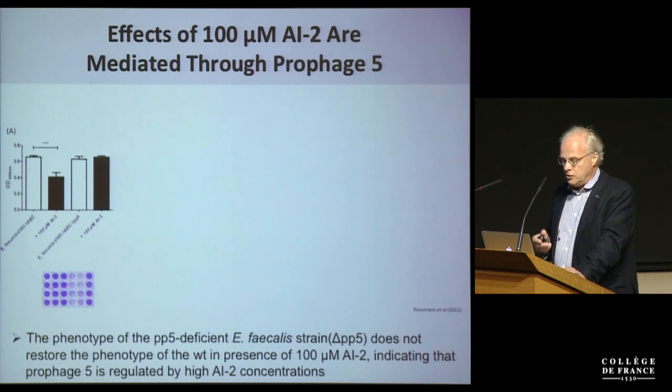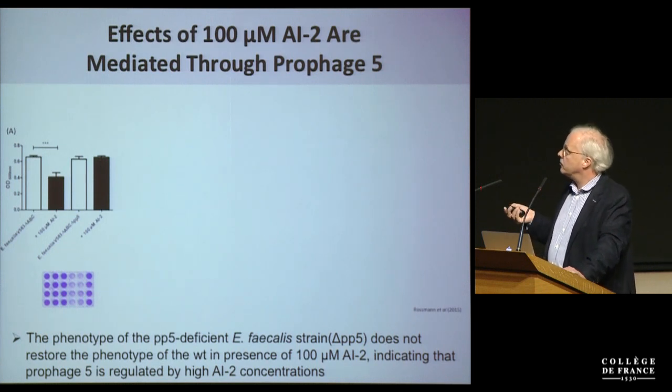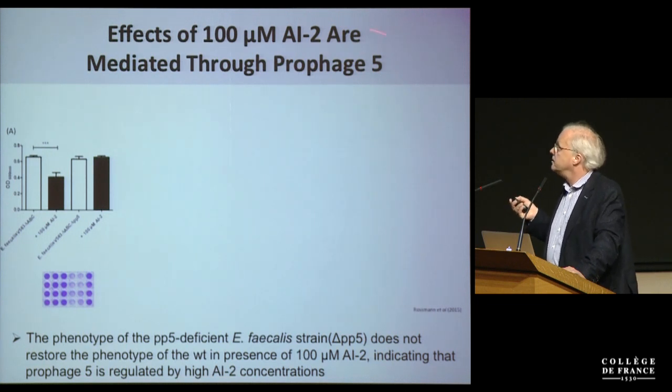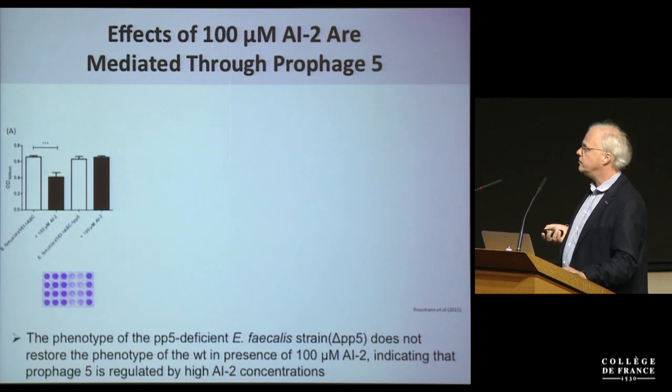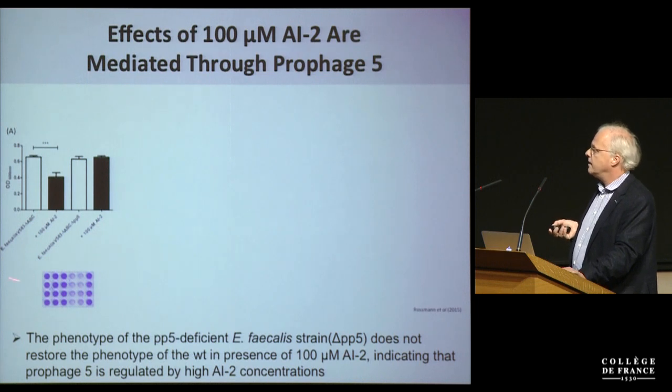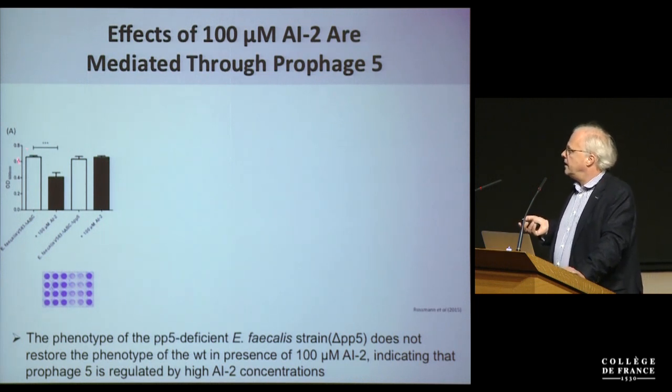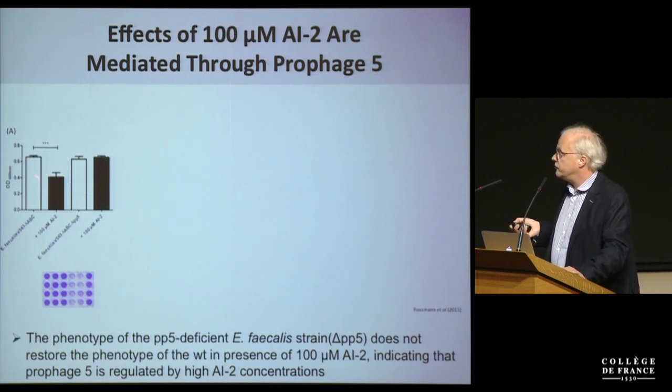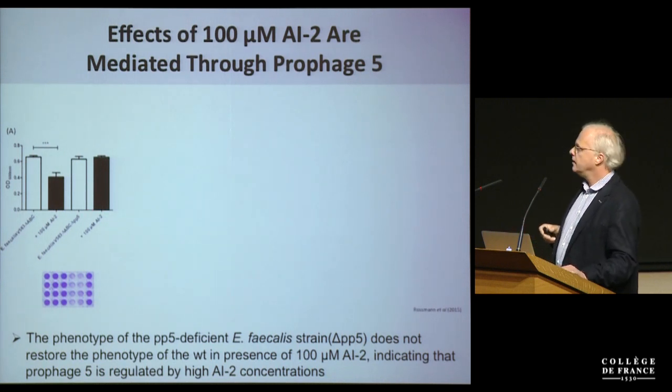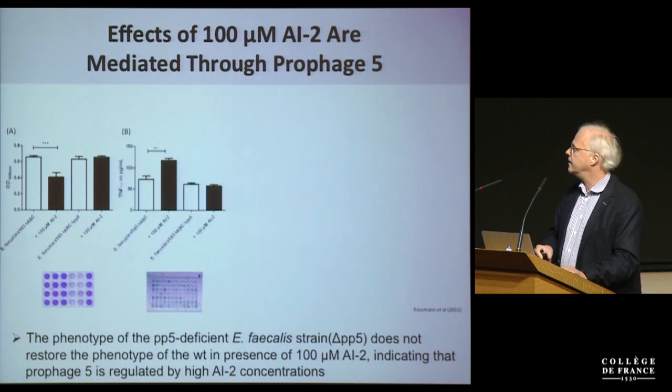And here is what I'm showing you for the effects of the 100 micromolar AI2. So this is the high concentration. And to show that this is mediated through this prophage 5, we got a mutant that Pascal Serrault had produced from this strain where the prophage 5 was completely eliminated. And you can see here adding 100 micromolar of AI2 reduces the biofilm, as I've showed you before, and this differential effect, again, is completely lost in the mutant that doesn't have the prophage 5 anymore.